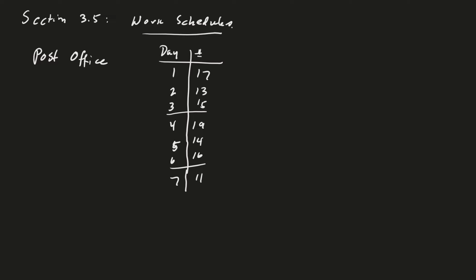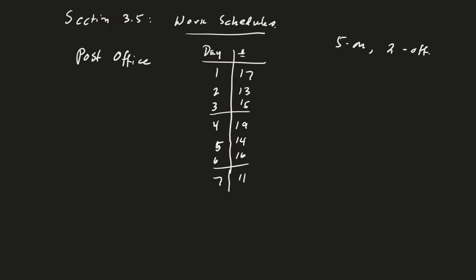Now, the problem here is that our employees are working 5 on and 2 off. So we have to be careful about making sure that employees have consecutive days off. We also should recognize that we can have a 7 and a 1 off. So we can work up to day 6, and then we would have day 7 and day 1 off.